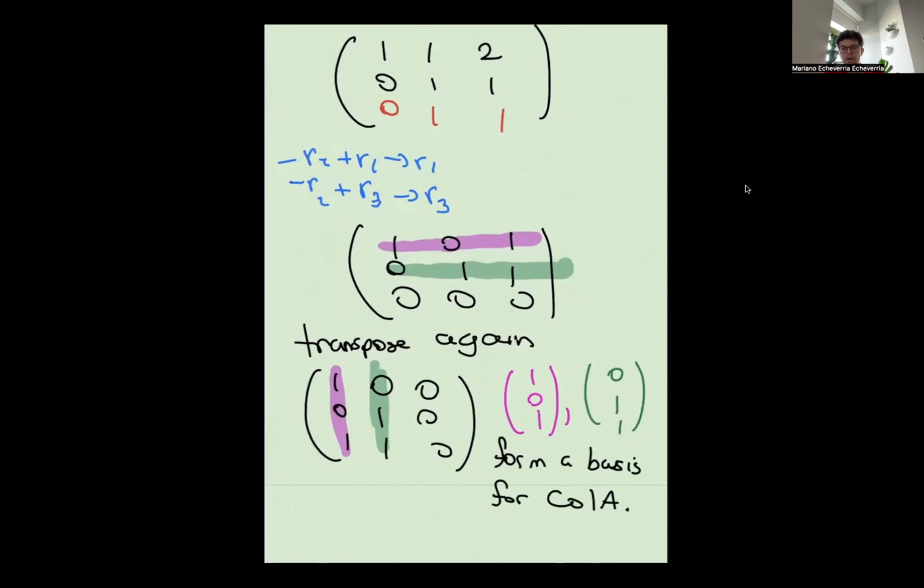And it had to be two because the rank of the matrix was two, right? So that's in general how you would find this stuff. Is that making sense?